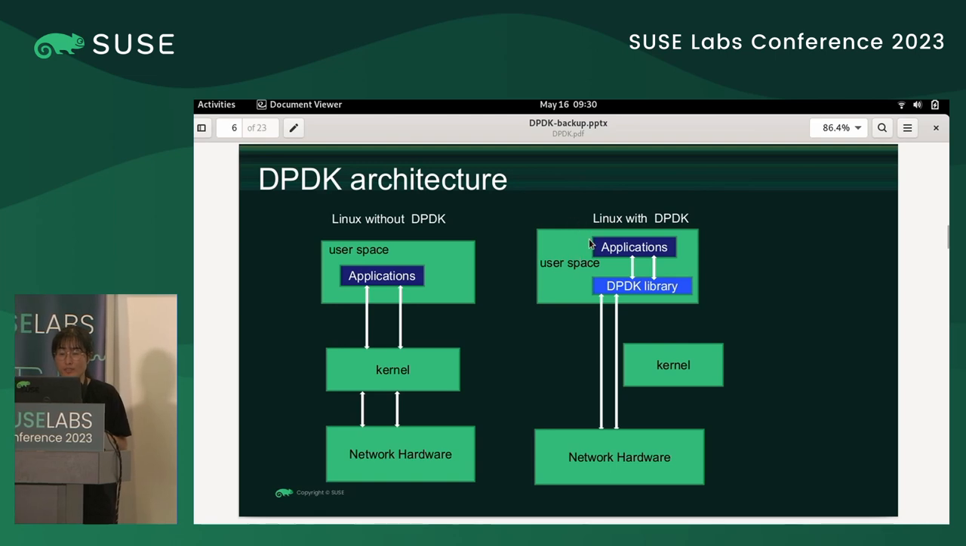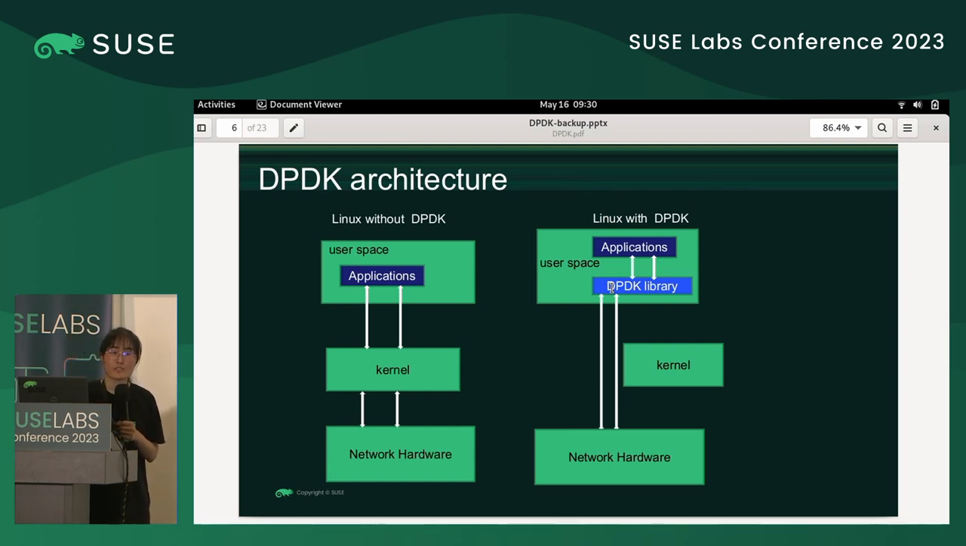On the right side is DPDK, which improves the old stack. DPDK is in user space. It provides the driver in user space. It doesn't need the kernel to enable contact with the hardware. So it can reduce a lot of overhead between user space and kernel space. DPDK also provides a lot of libraries, memory libraries and other kinds of libraries. It can improve the performance with different components, including memory, CPU, and other implementations.